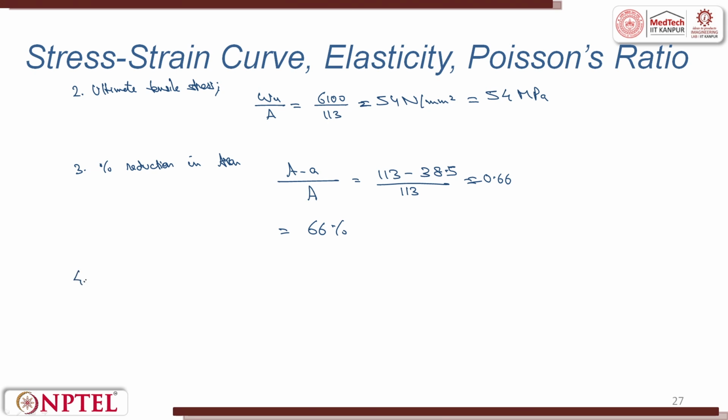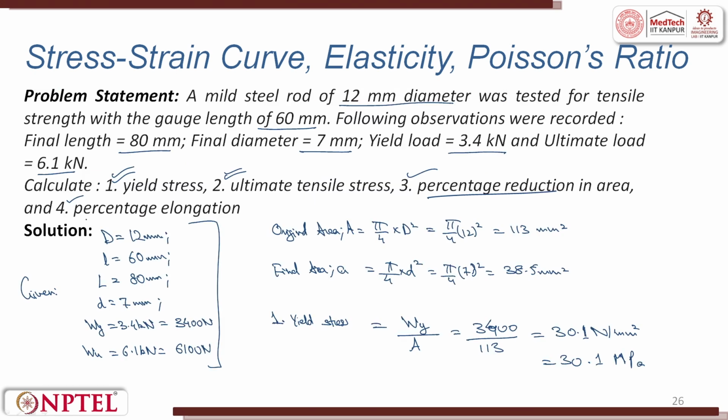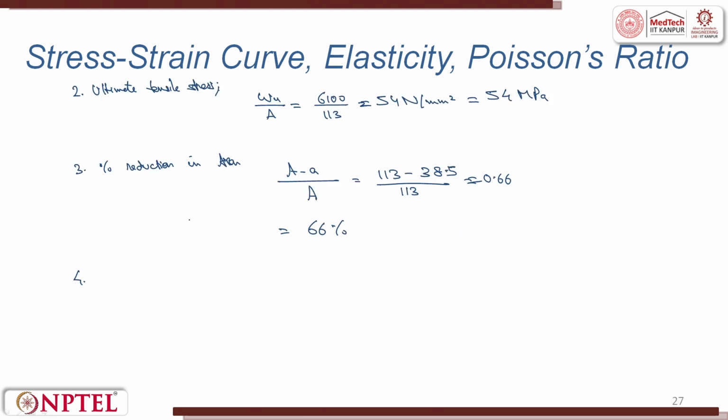The fourth point it has asked is percentage elongation. Percentage elongation is again so simple. We have the final length L and change in length. So, change in length is 80 minus 60, the final length is 80, this is equal to 0.25, or I can say this is 25%.